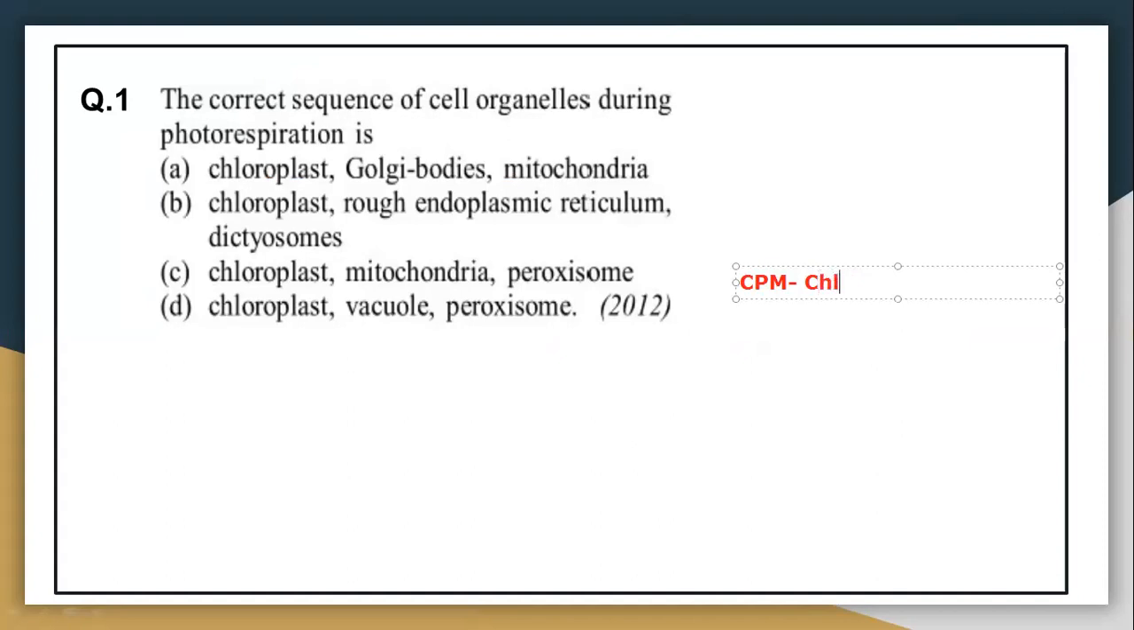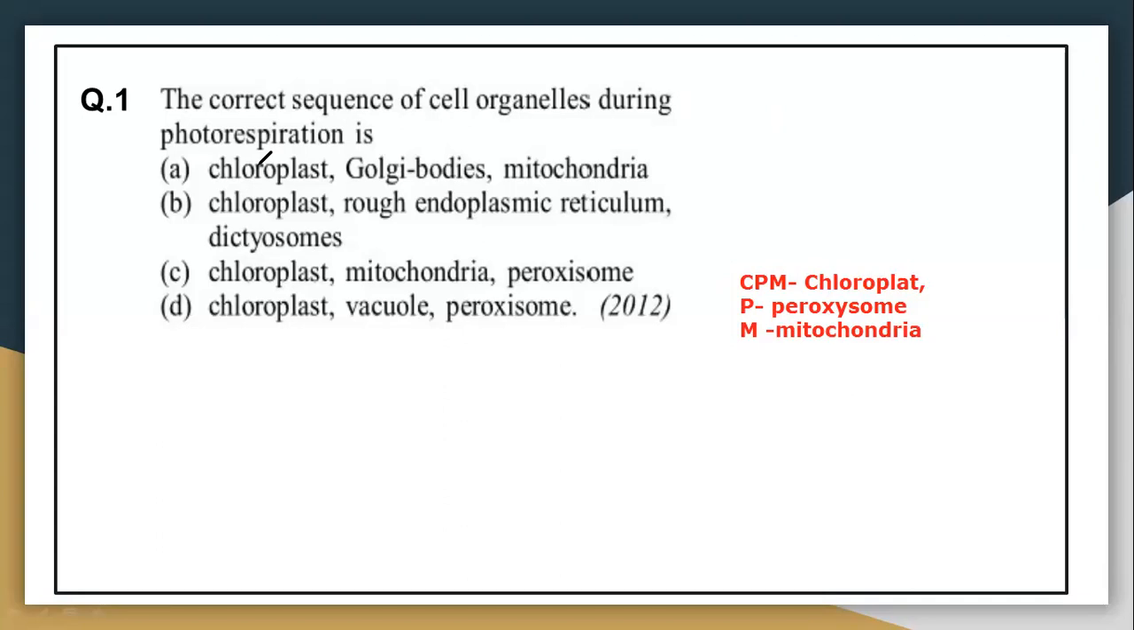chloroplast, peroxisome, and mitochondria. These three organelles are involved. Now see what options are actually given. This photorespiration is also known as the C2 cycle or respiratory pathway. It's three organelles.